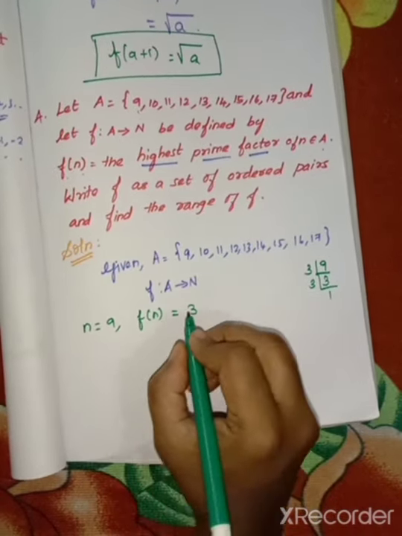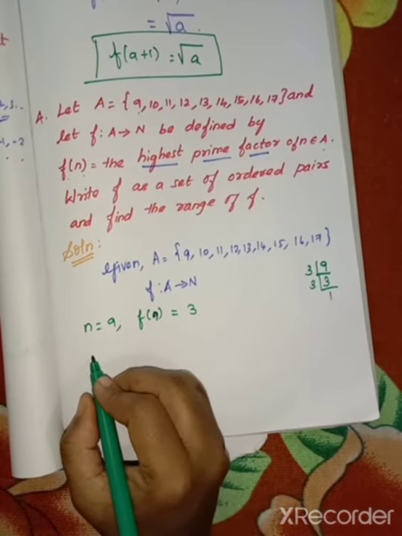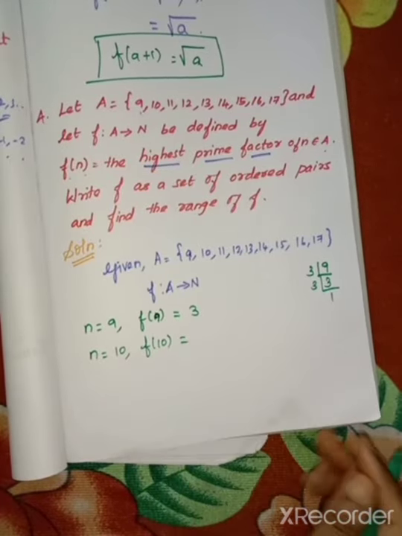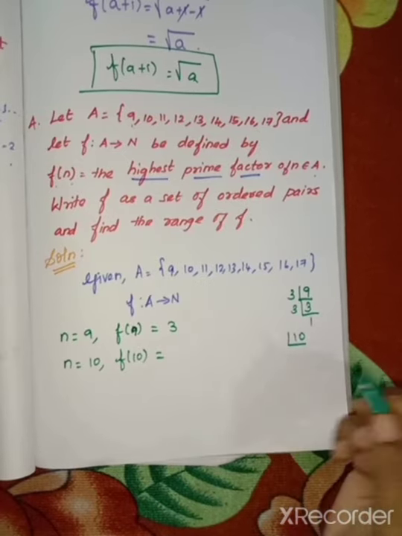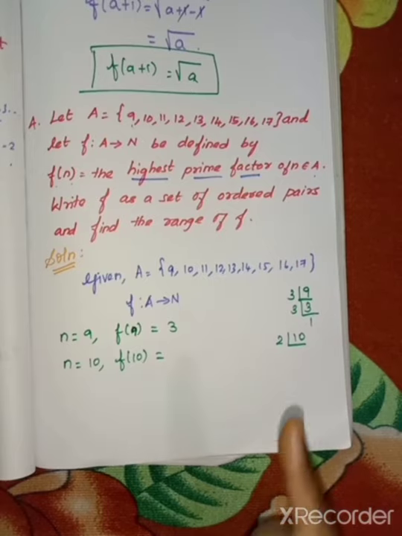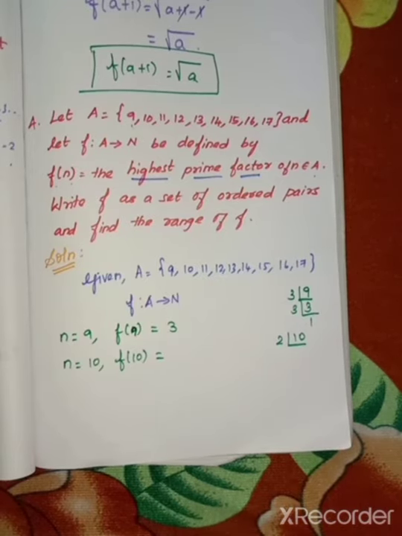Likewise, here we can write f of 9. So likewise, n equal to 10. F of 10 we want to find. So f of 10 means what we have to write? That is 10. First we have to choose the 2 table. Don't take the 1 table, because 1 is not a prime number. 1 is considered neither prime nor composite.